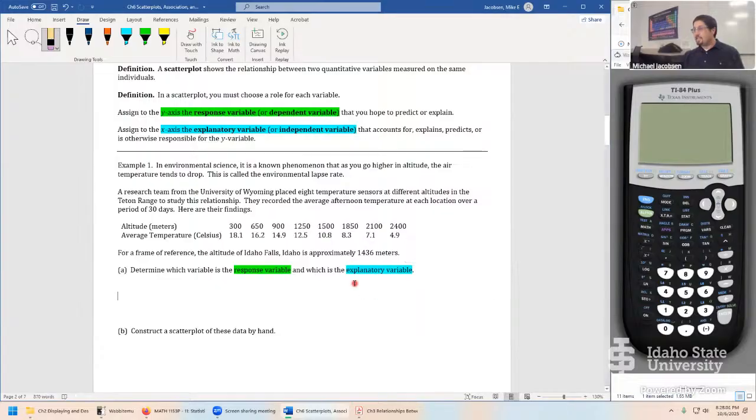Let's think about that. Is the altitude being explained by the temperature, or is the temperature being explained by the altitude? Absolutely. Going by this part of the context, they told us the higher you go, the air temperature tends to drop. So they're saying the second one: the temperature is being explained by the altitude. That makes altitude itself the explanatory variable. Does that make sense to folks so far?